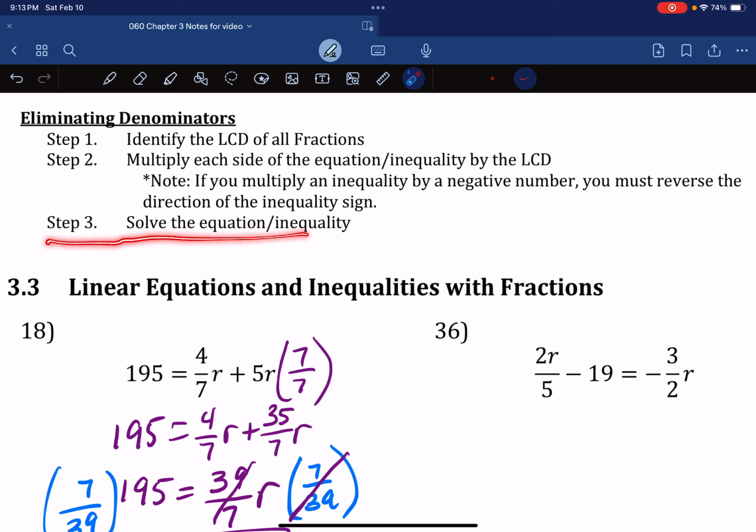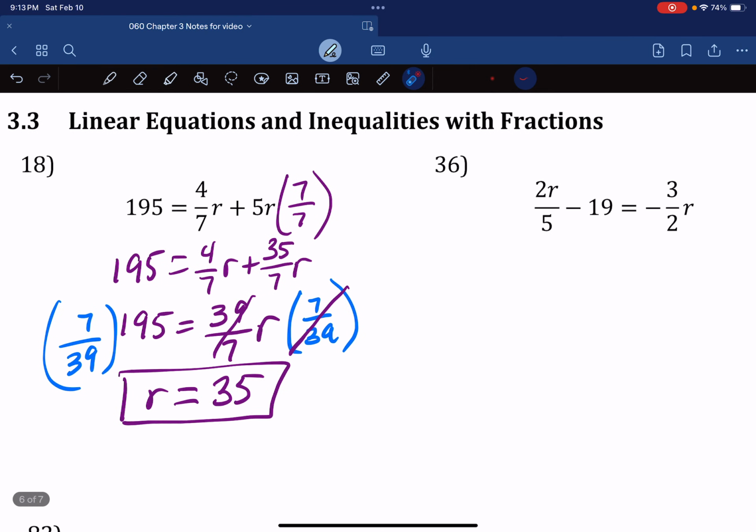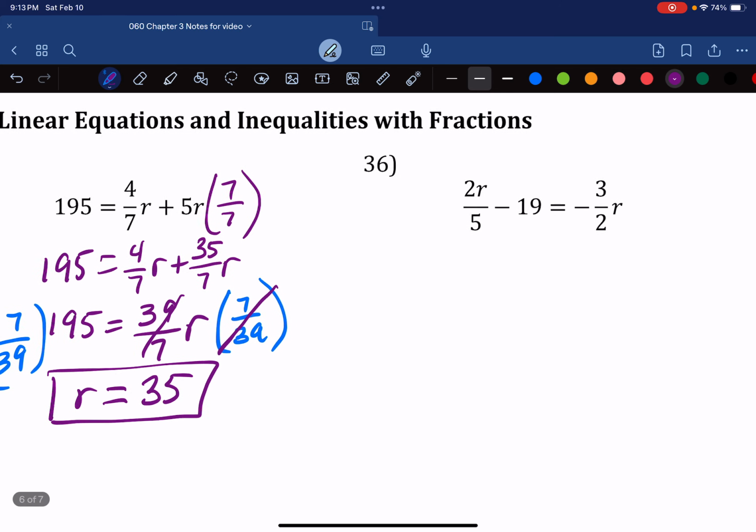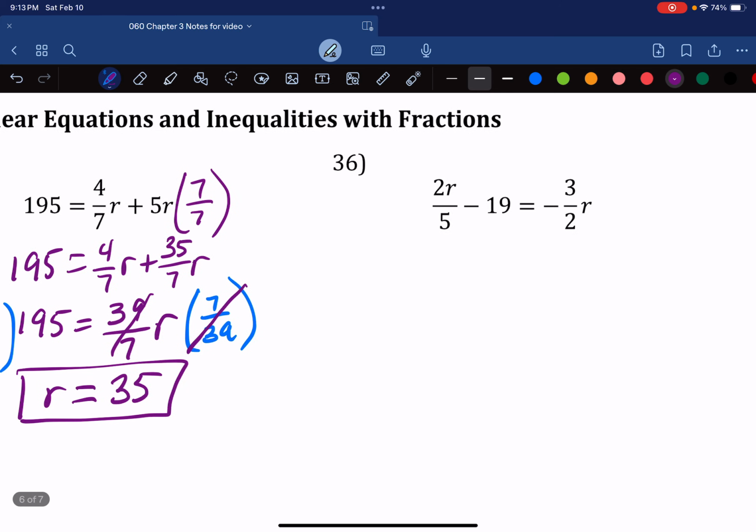And then step 3, when I'm done with these first two steps, should leave me with an equation or inequality with no fractions. And so I can continue doing the steps from previous videos of just solving the equation or inequality. So let's look at that here. We'll start by finding our LCD.